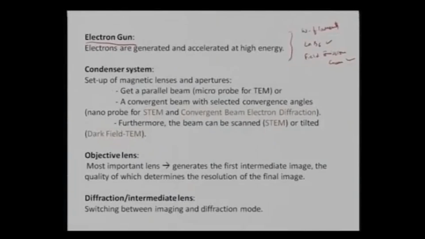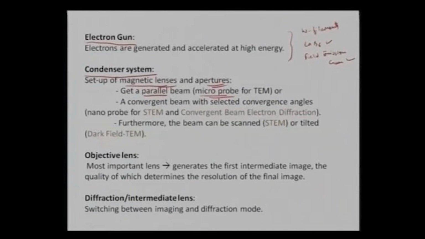Once the electrons have been generated, I need to get a parallel beam of them. They have to be accelerated by an anode, and after that they are made parallel, or made to fall as a very fine beam. There is a set of magnetic lenses and apertures which allow me to condense the beam, make it parallel, and then focus it further for the imaging part. So I can get a micro probe beam of electrons.